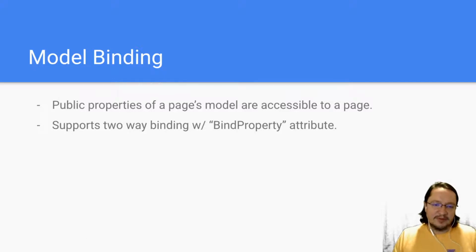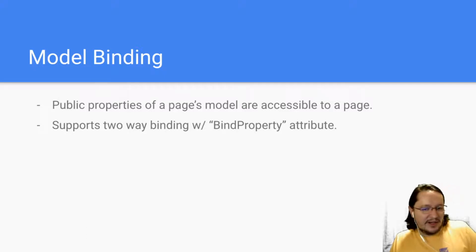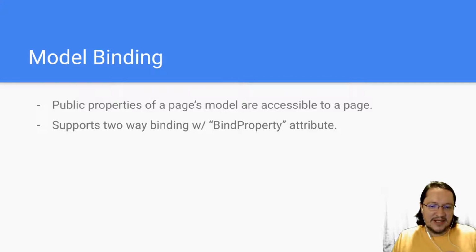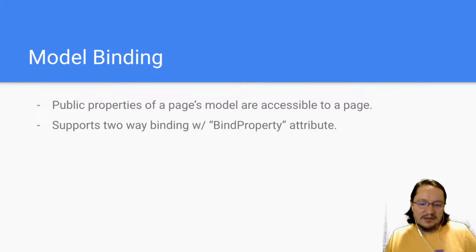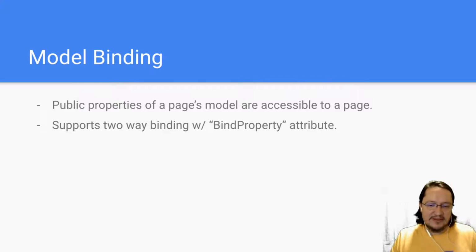I know if you're coming from something like React, where they have model binding, but you also have to have your state controllers there. That's not something that you necessarily need here in Blazor. So their model binding is a little bit closer to what you would see in an Angular application.